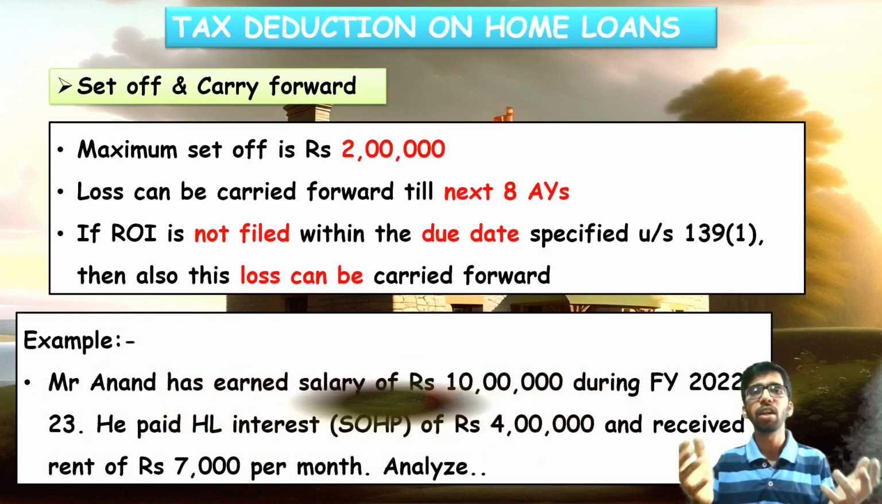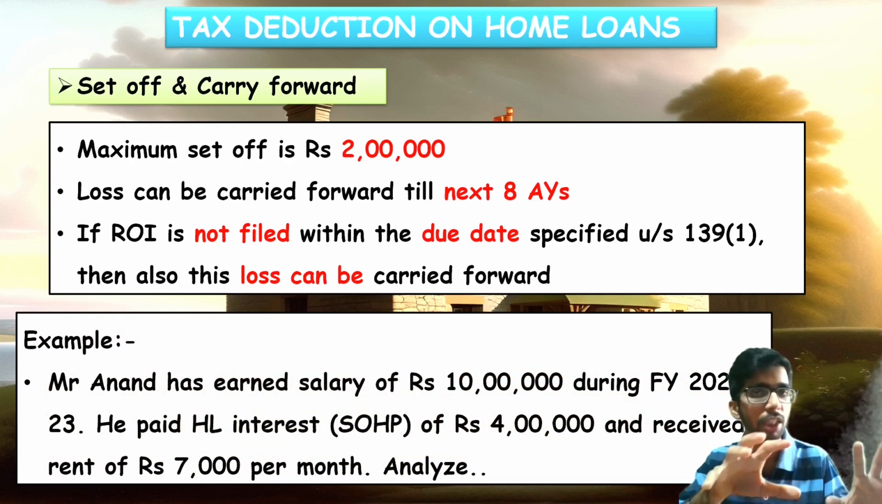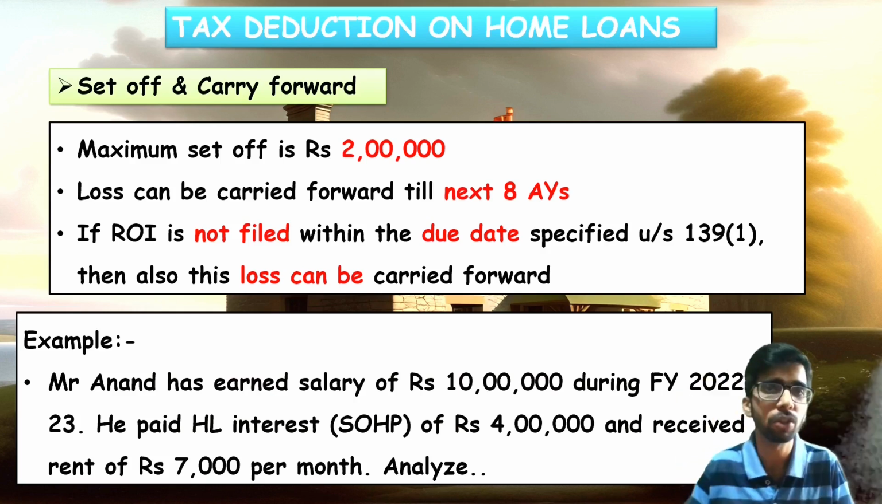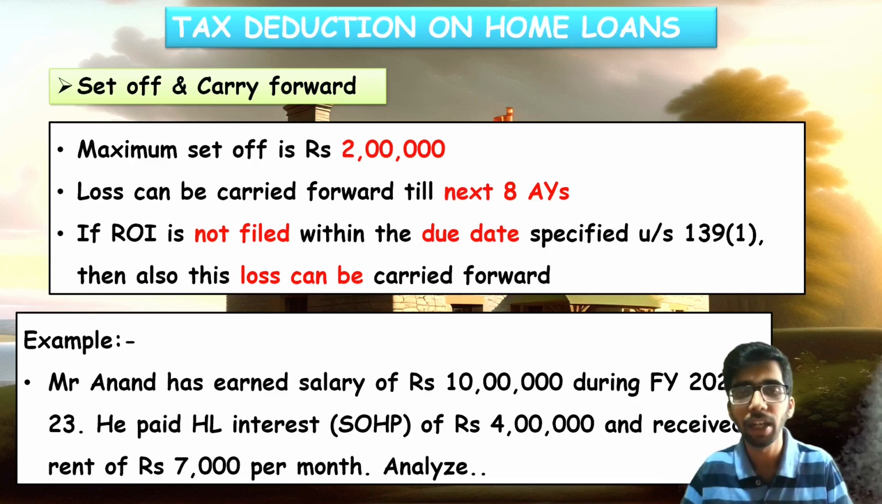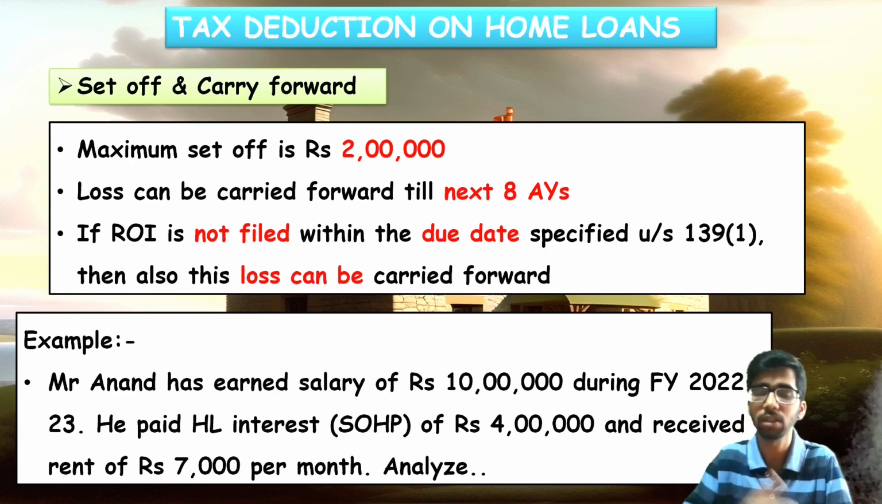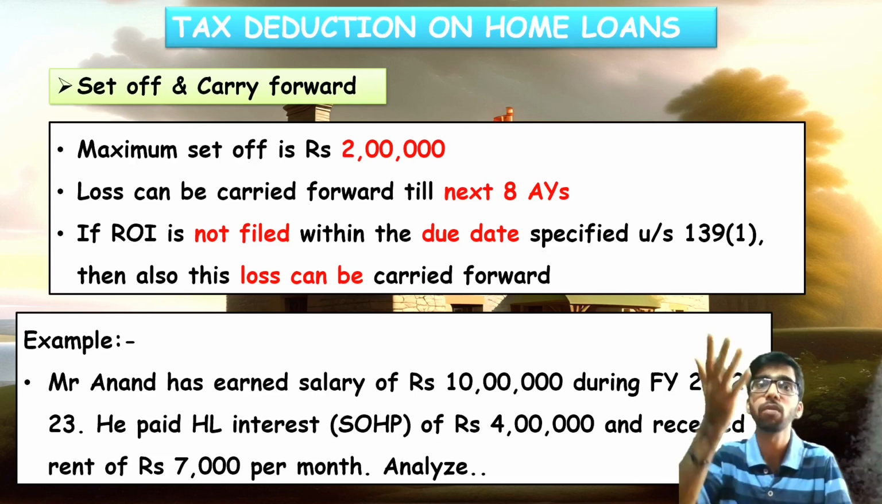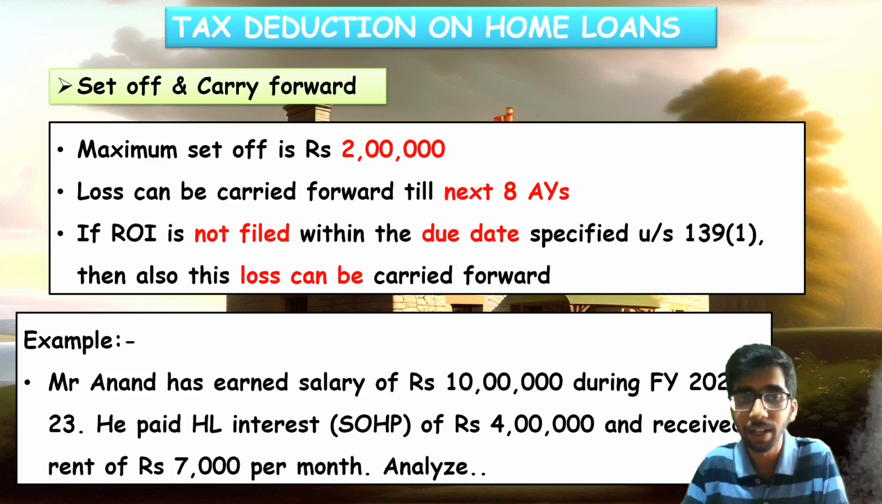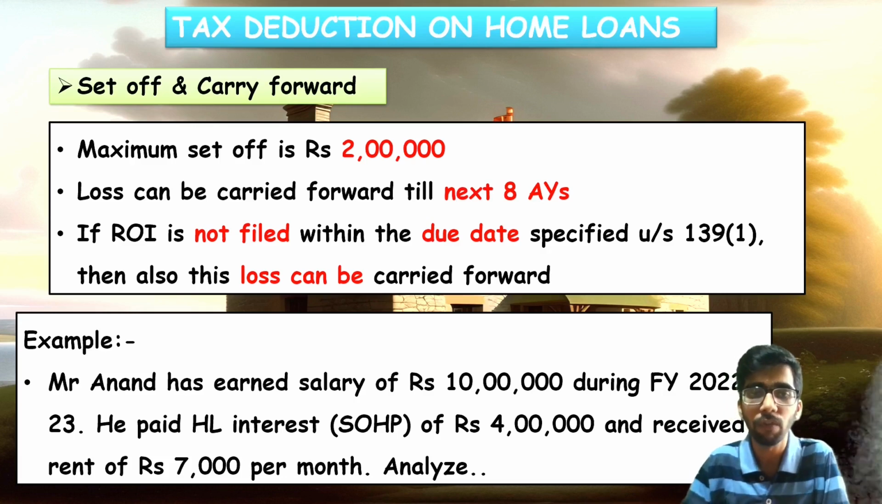And next, we have discussed all the theoretical aspects. Now we will discuss the more practical aspect, so that you will be in a better position to understand this concept thoroughly. Mr. Anand has earned a salary of 10 lakh during the previous year 22-23. He also paid HL interest for a self-occupied house property of rupees 4 lakh. Remember, it should be restricted to 2 lakh. And received a rent of 7,000 per month.